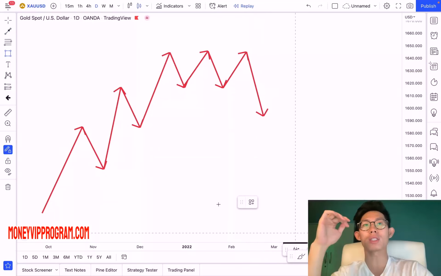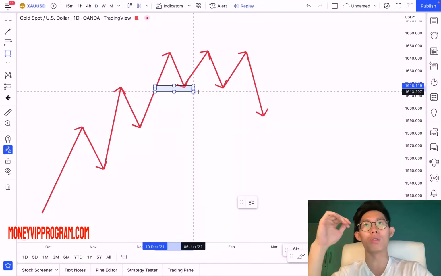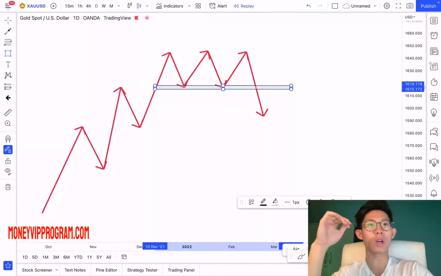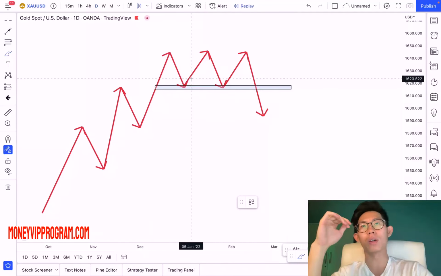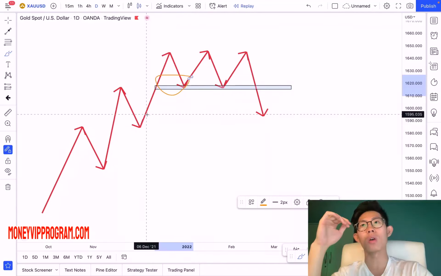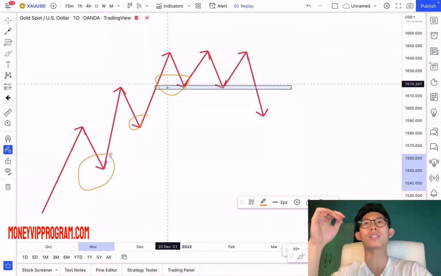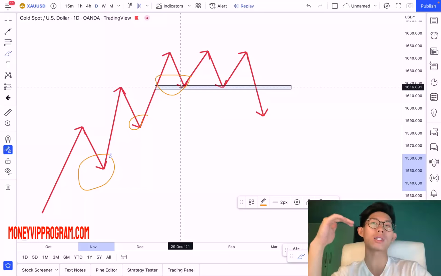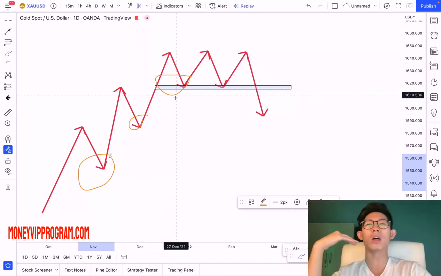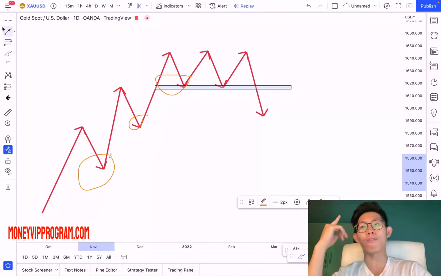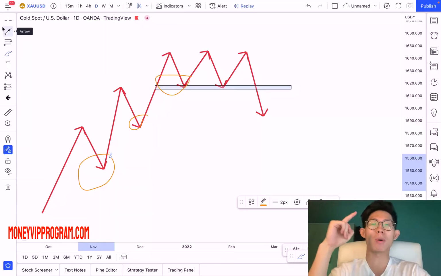And now price has just broken through the previous higher low. If you can see right here, this is the previous higher low, this is the last higher low. Price has just broken through the most recent higher low. So this is the first sign that tells us that price is about to reverse.